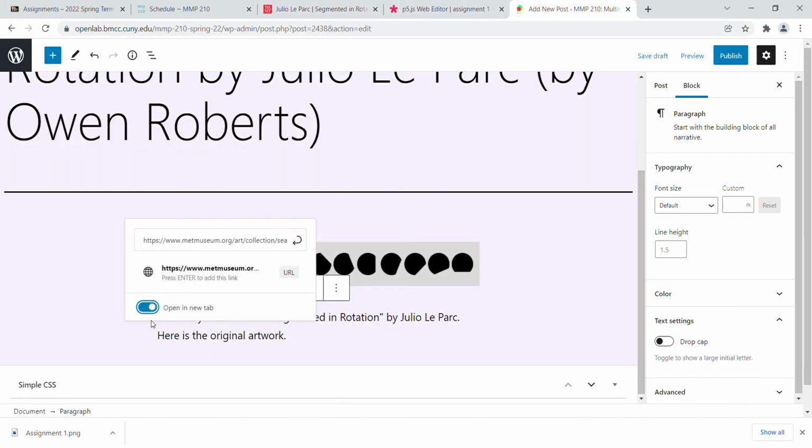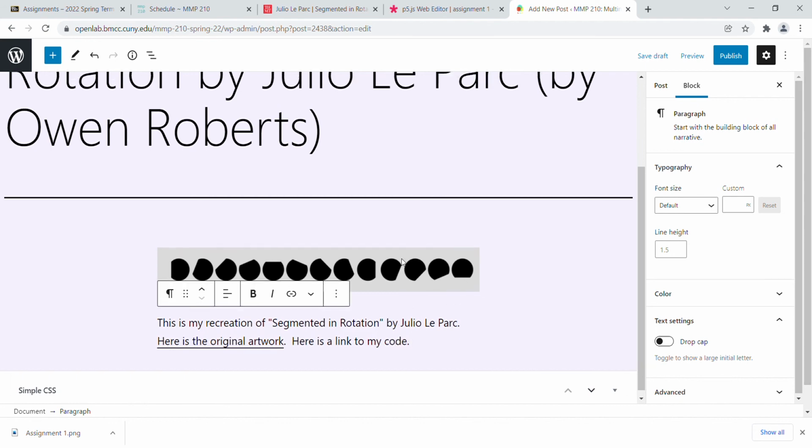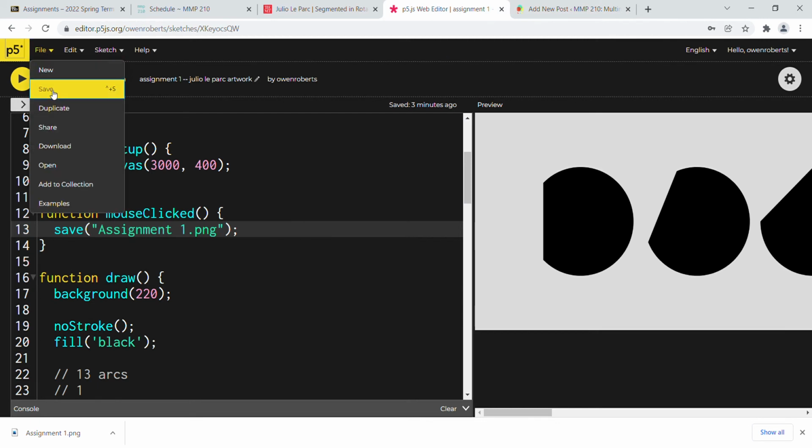And then I can also click this little open in a new tab. That'll do what it sounds like. If somebody clicks on the link, it won't close my page. It'll just open a new page. You don't have to do that, but that's kind of how I prefer to do it. And then I'll say here is a link to my code. And so here I can link to my actual P5 project so people who are interested can see the code. I want to make sure that it's saved first.